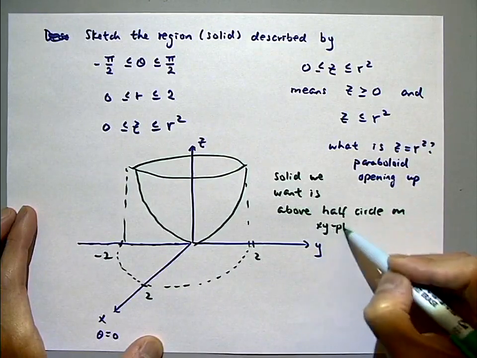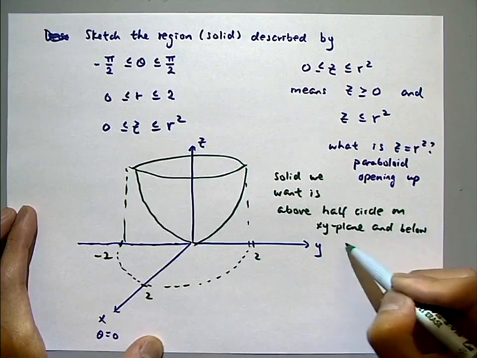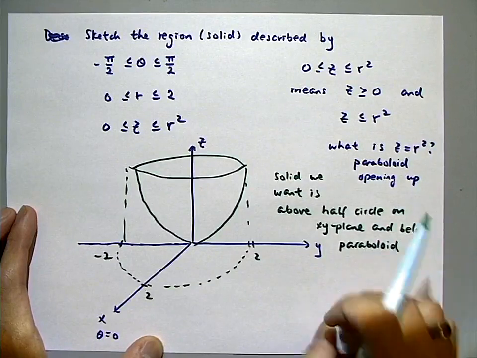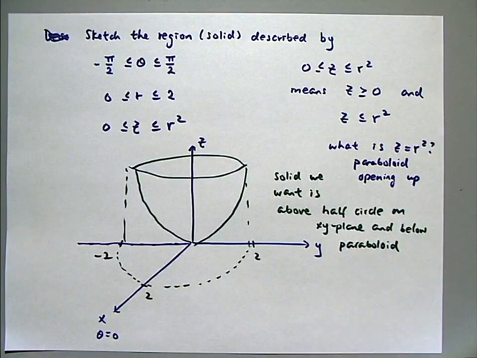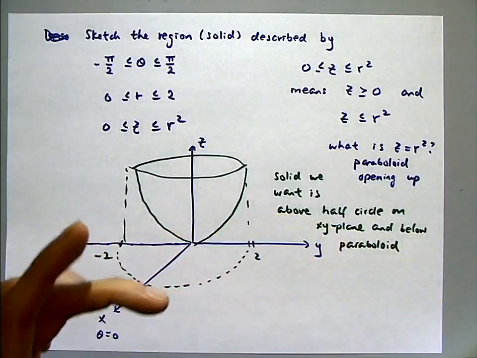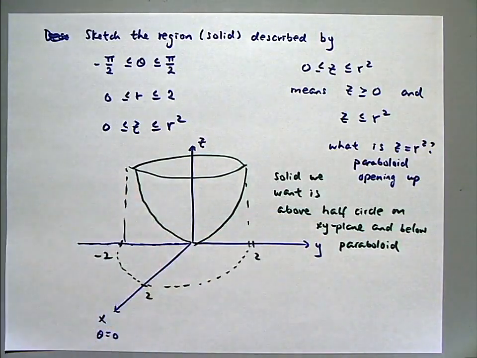Above the half circle on the xy plane and below the paraboloid. So what we end up getting here, this is if you take a cylinder and then you squeeze a paraboloid in there, remove the paraboloid, and then chop the cylinder in half. That's what we got here. It's a half. I'll sketch it from a slightly different perspective.